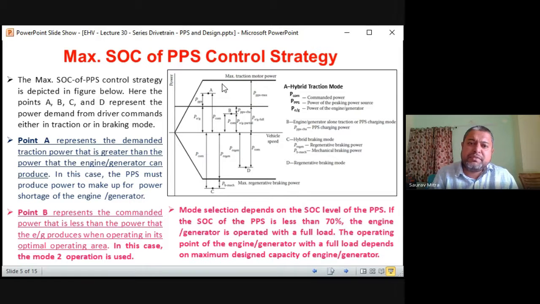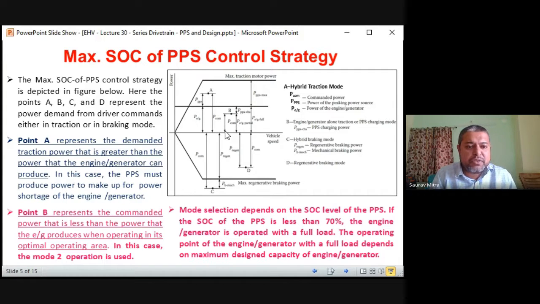So 50,000 you have kept extra, that is this max traction motor power. So from here, this is the max traction motor power. In that case, this is the PPS power and this is the PEG power, likewise. So this is the point B. So in this case, you are finding that the commanded power is less than the power that the EG produces when operating in its optimal operating area. That means PEG power is this much from here to this line, and commanded power is less than PEG power.